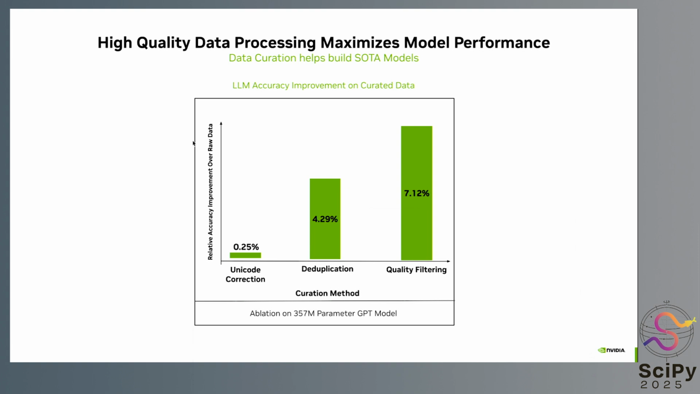We have done an ablation study on a 357 million parameter GPT model. And as you can see, when you go through the curation method, the overall accuracy has increased significantly. With the Unicode correction, we can see a 0.25% lift. And with the deduplication, we can see a 4.29% increase in the overall accuracy in total. And after quality filtering, you can see a 7.12% increase in the overall accuracy.